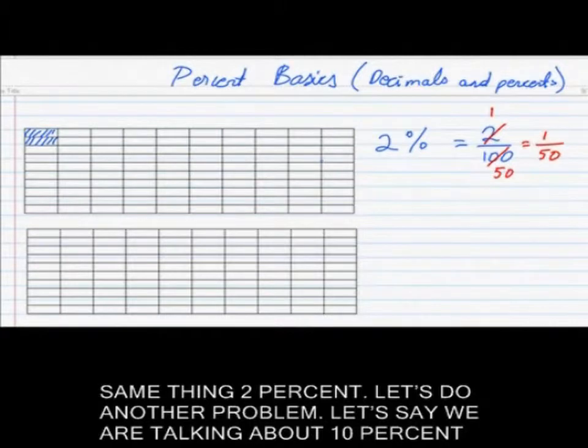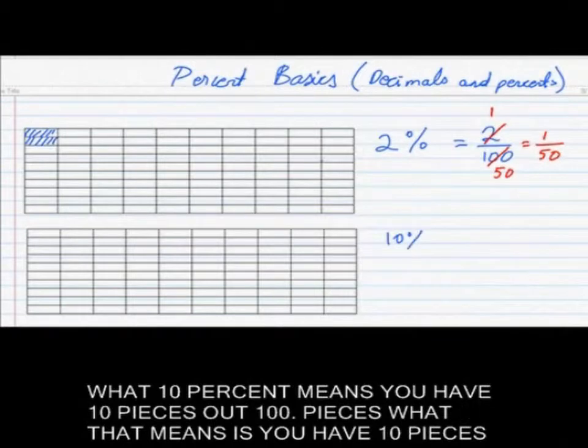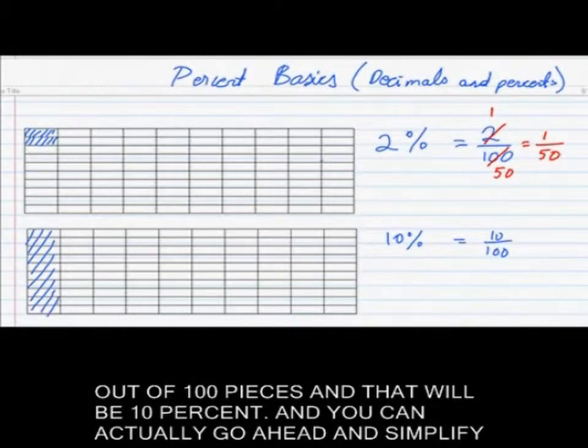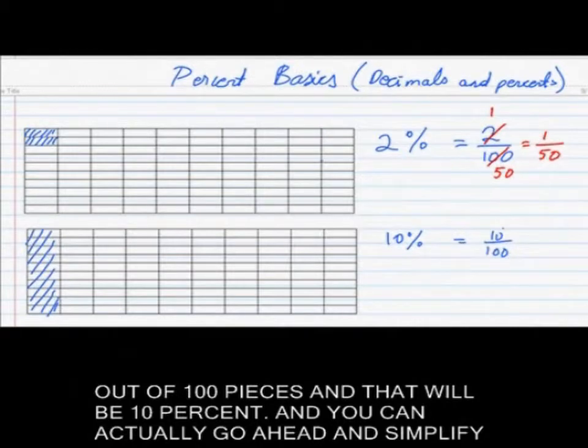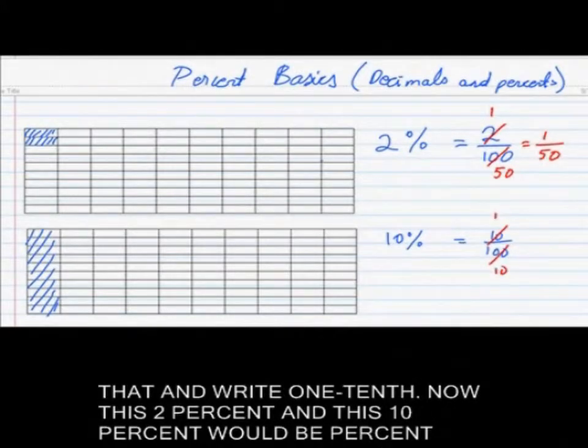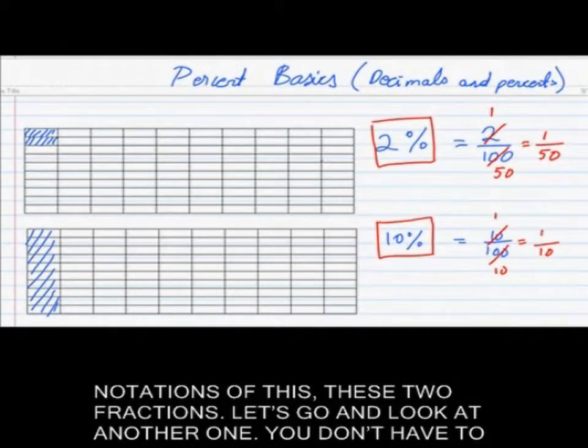Let's do another problem. Let's say we are talking about 10%. What 10% means is you have 10 pieces out of 100 pieces, and you can actually go ahead and simplify that and write 1/10. Now, this 2% and this 10% would be percent notations of these two fractions.